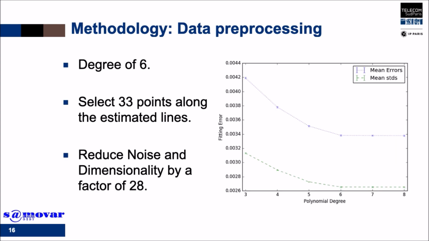In order to choose the degree of the polynomial, we made some experiments by fitting the magnitude using degrees of 3 up to 8 and seeing the mean error and the mean standard deviations between the fitted line and the raw points. And it can be seen that at degree 6, the error begins to stabilize. That's why we chose it as our polynomial degree. Empirically, we chose to select only 33 points of the 924 subcarriers. In conclusion, using this method, we reduce both the noise and dimensionality by a factor of 28.